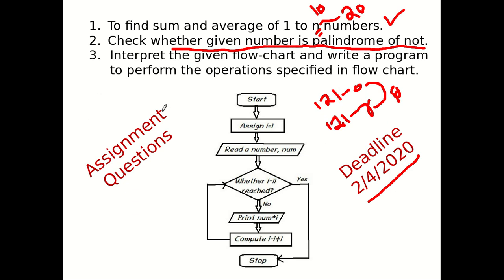And the last one is to interpret the given flowchart. You have to interpret the following flowchart and write a program to perform the operation specified in the flowchart. You have to analyze each and every step of the flowchart and the flow of the data, and write a program to perform the operations specified in the flowchart.